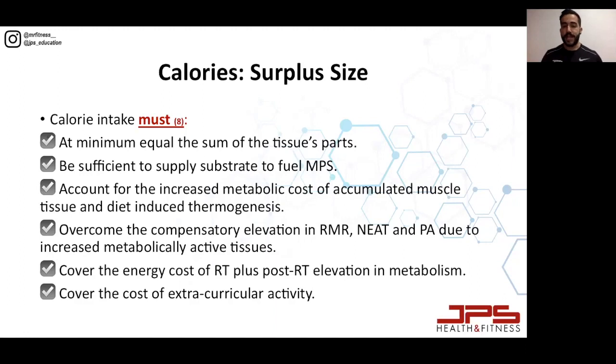And we obviously need to cover the cost of extracurricular activity. So if your clients or yourselves are also performing endurance training and aerobic training, and you're running, you're swimming, you're doing whatever activities outside of resistance training, they need to be covered as well in your calorie surplus. Okay, so we need to be ticking all those boxes with the surplus size.